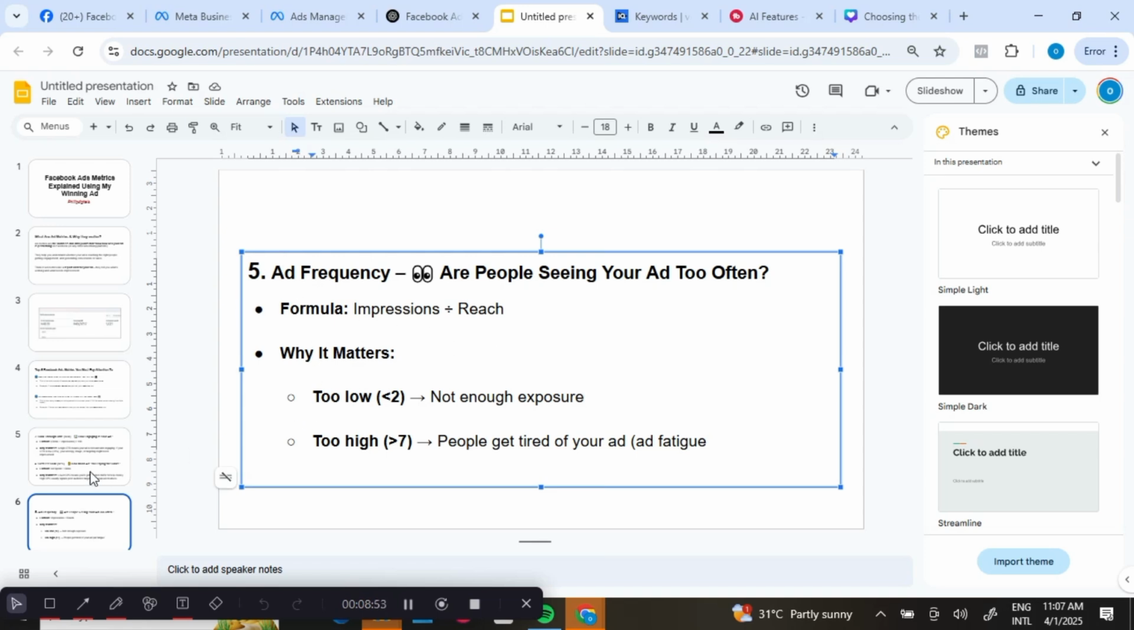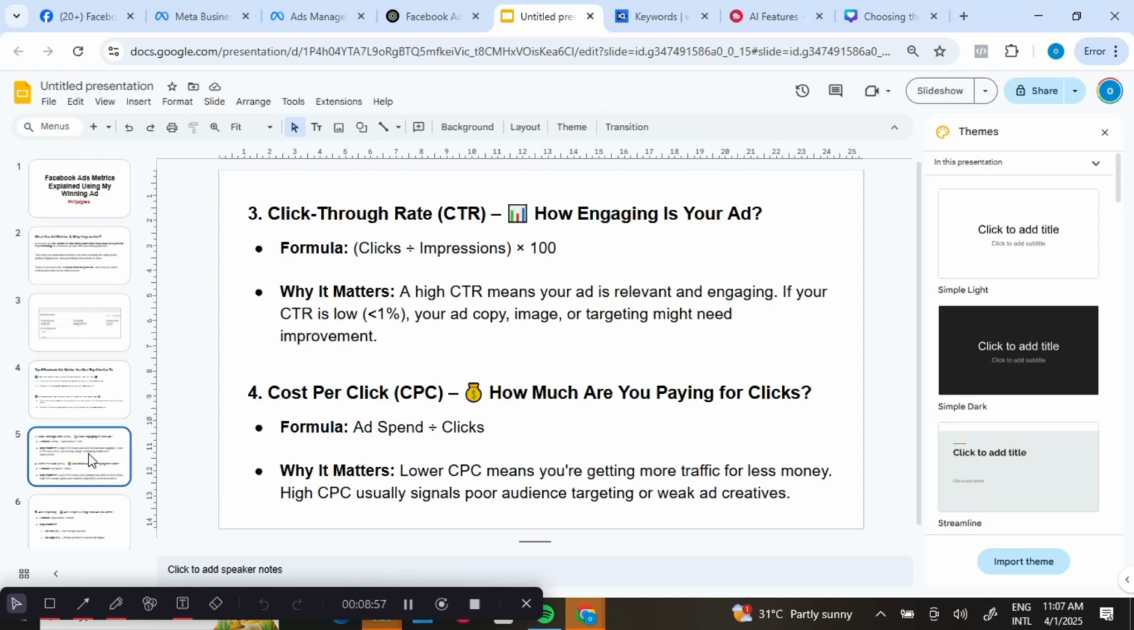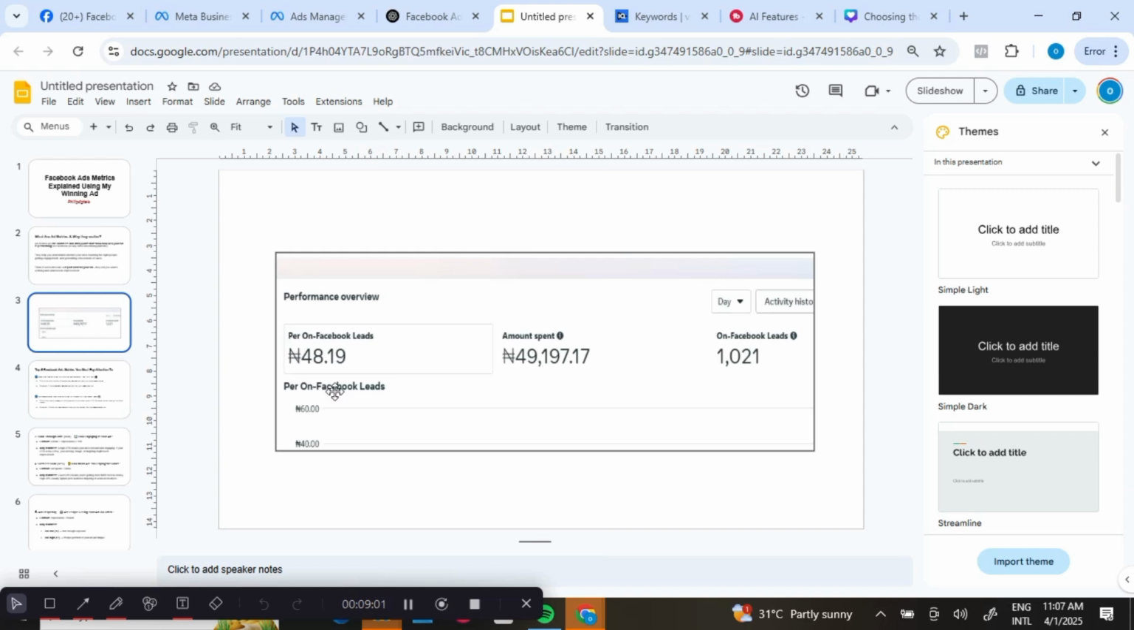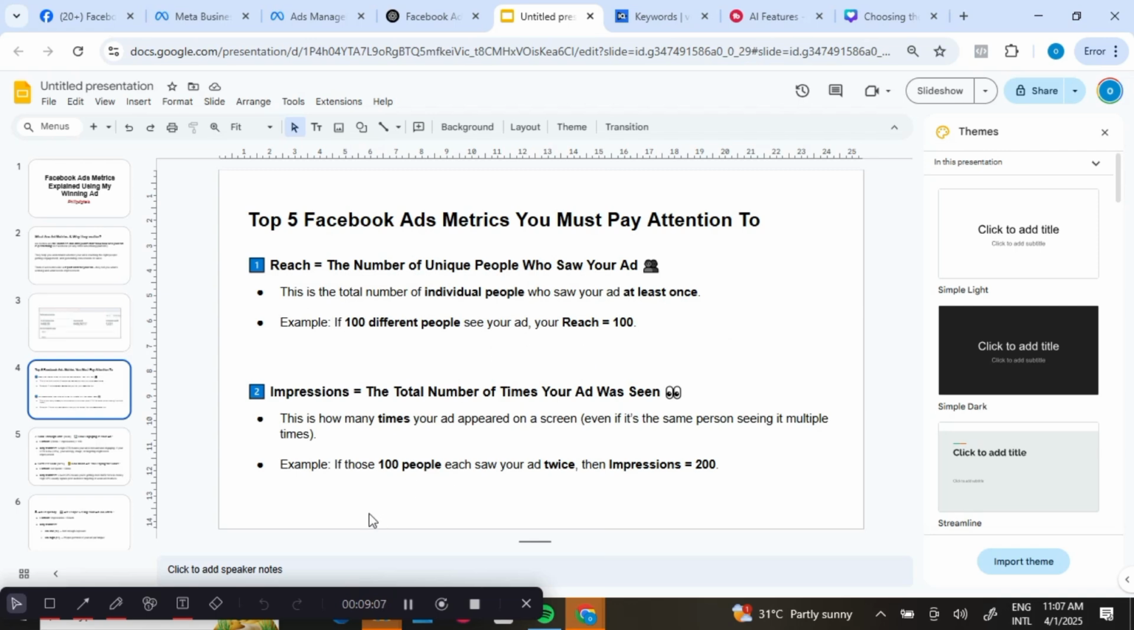So these are the things that you need to check to determine if your ad is performing well or not, not just this one on your ads manager app. So how do I check all of this? You need to go to your ads manager. You need to log in to your ads manager.